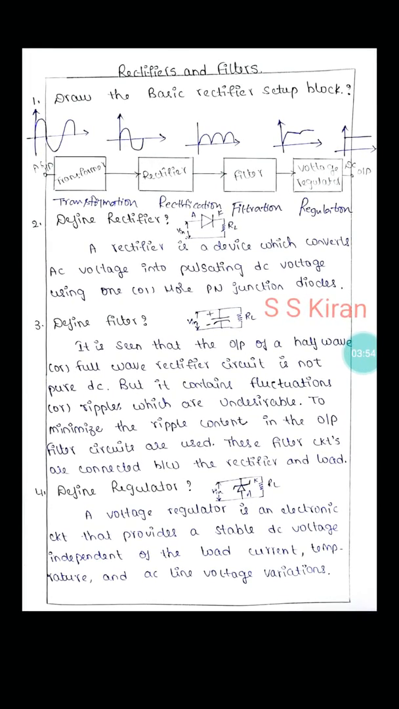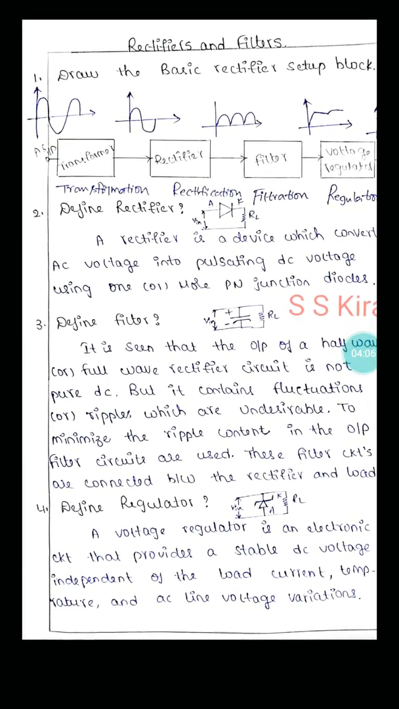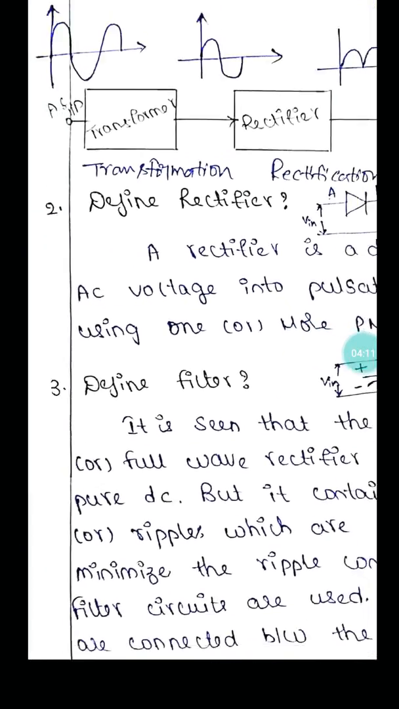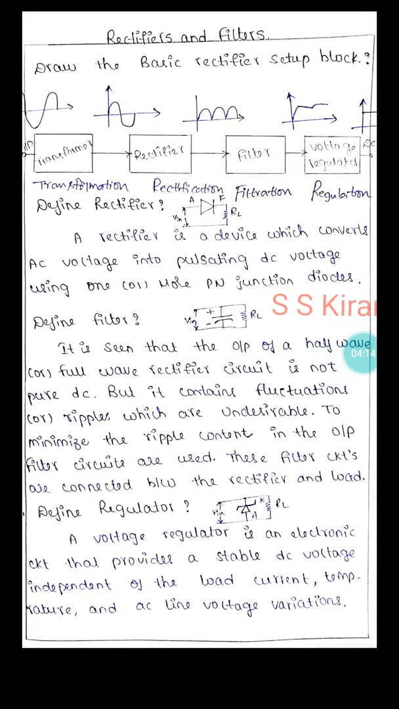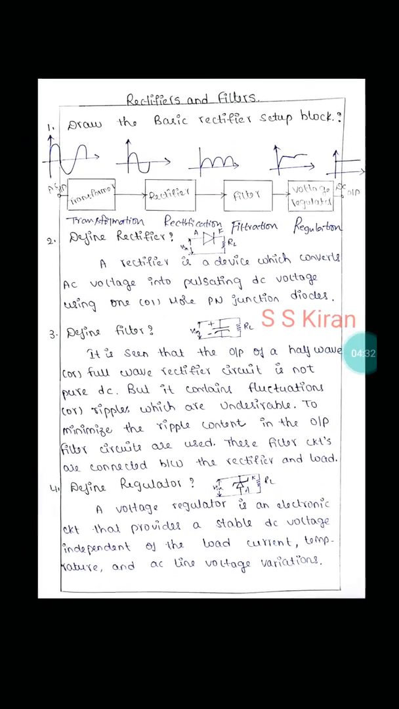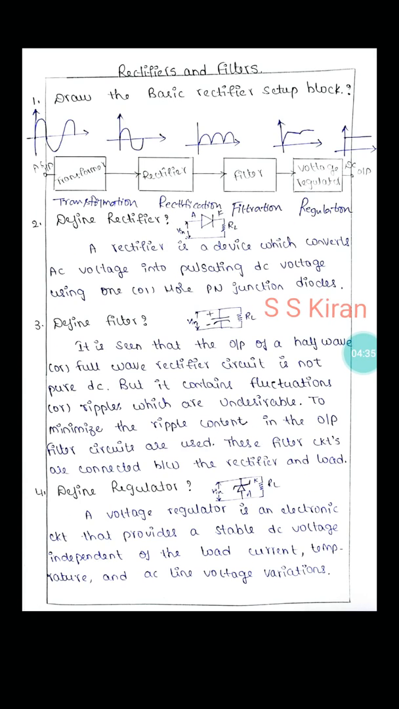A rectifier is a device. Every transistor, diode, filter is a device. A rectifier is a device which converts AC voltage into pulsating DC voltage using one or more PN junction diodes. The definition of a rectifier: it simply converts AC to pulsating DC using one or more PN junction diodes.